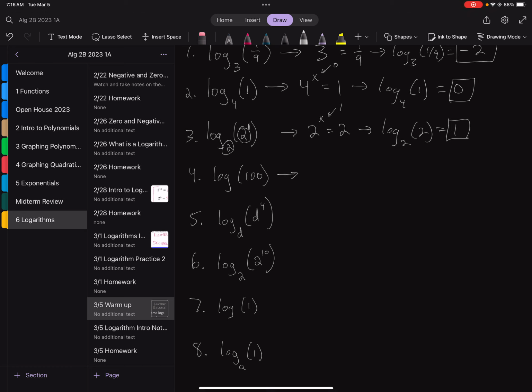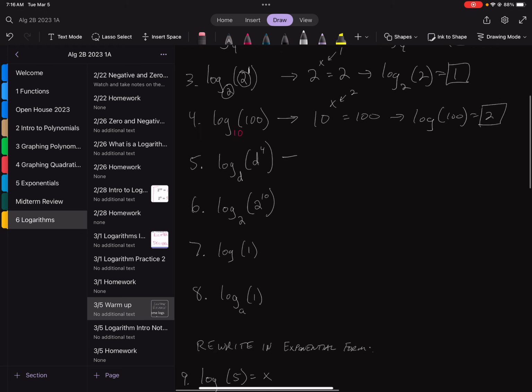So this one, let's look at this. This one doesn't seem to have a base. That's called the common logarithm. If you don't see a base there, that means we want it to be 10. We just don't write it. So this would be 10 to what exponent equals 100? Well, that would be 2. So I could say log of 100 equals 2.